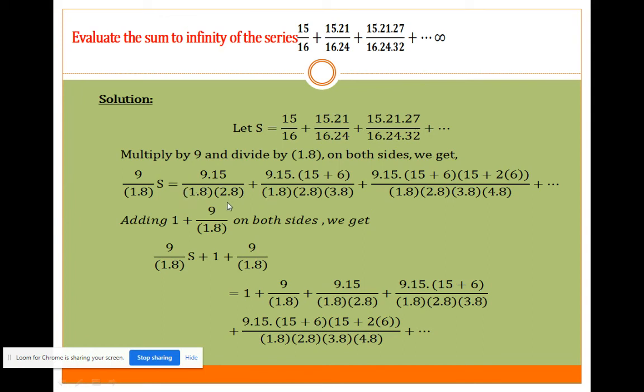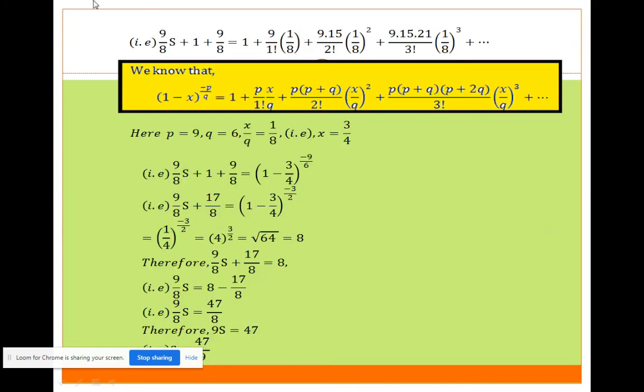By comparing this with our standard expansion, what are the missing terms here? Here we are having from the 2 factorial term. So the 1 factorial term is missing and 1 is also missing. So we are adding the missing terms on both sides: 1 plus 9 by 1 into 8, on both sides, in the LHS as well as the RHS. So you see, after adding, we are getting this right side. So directly all terms are available by comparing with the standard expansion.